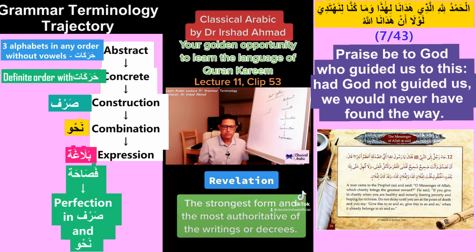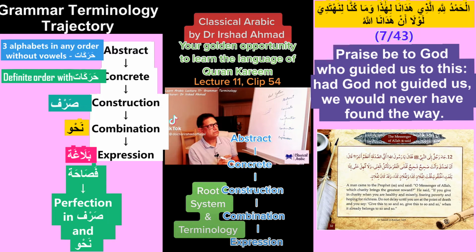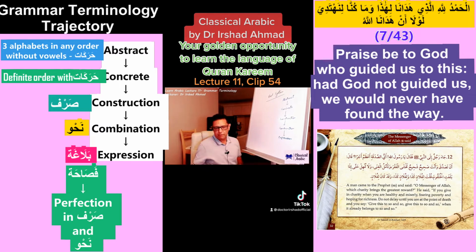And most importantly, it is used for revelation, which is the strongest form and most authoritative of the writings or decrees, as we know. Let's look at another example. 3 letters, Sin, Lam, Mim.